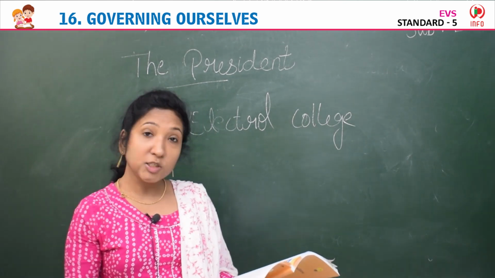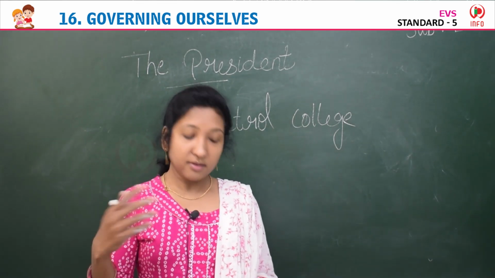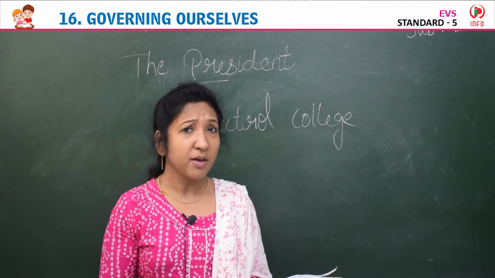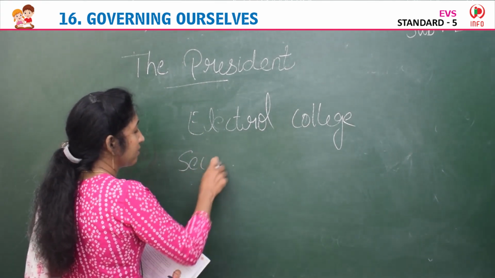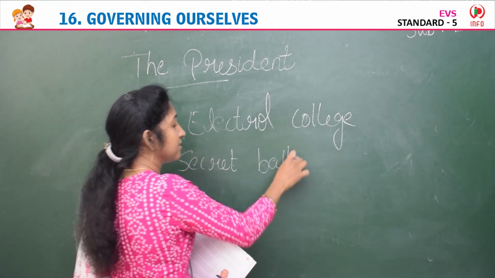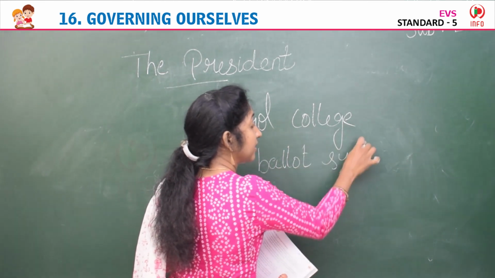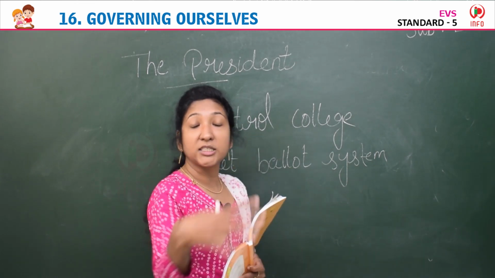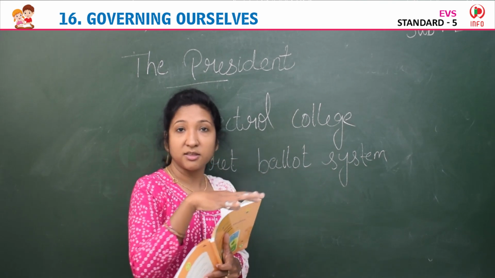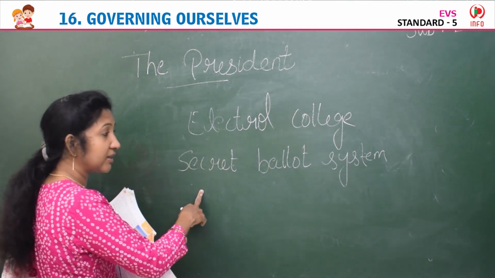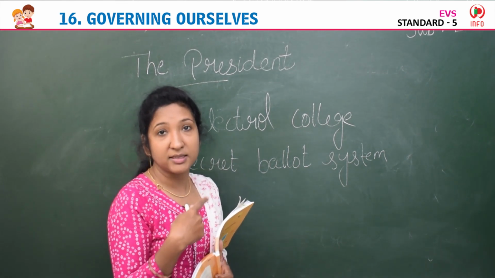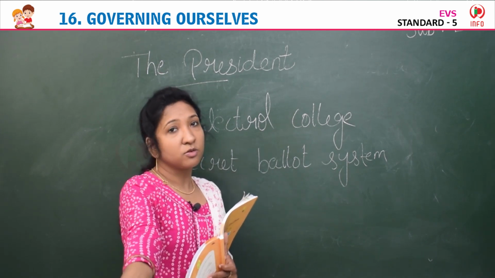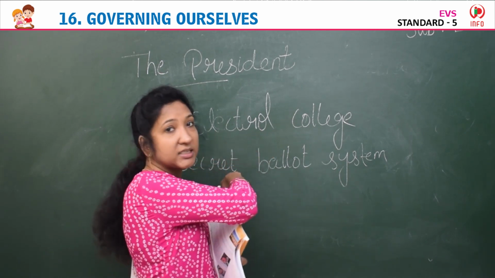And the election of the president is held how? It is in the form of a single transferable secret ballot system. This is the method of voting, the way they are electing the president. They have to select a president, isn't it? So the method is the secret ballot system. They will vote for a particular person whom they like. The majority who get the votes will be elected as the president.